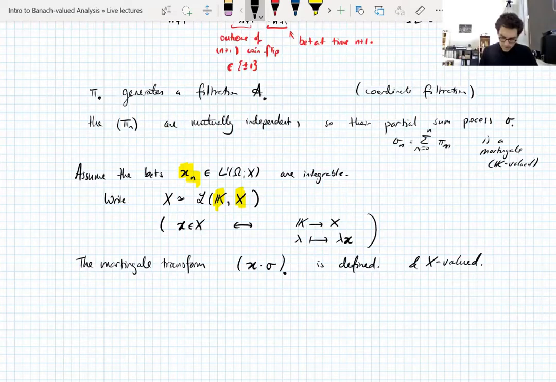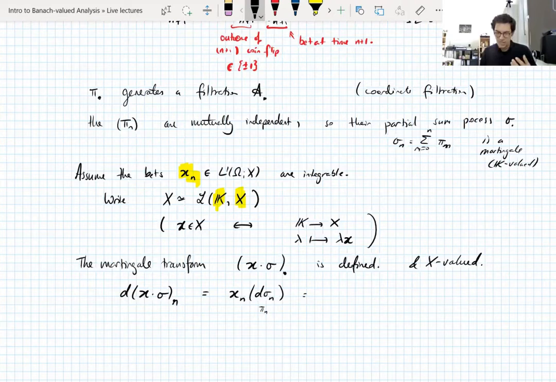Now, what is the difference sequence of this martingale transform? That's the question here. Let's identify what it is. It's x n applied to d sigma n, where x n is being considered as an operator. Let's write it like this. And d sigma n is pi n, and this is just a scalar. So the way that we're identifying vectors with operators here, this is pi n times x n, where now x n is being thought of as a vector. And this is the difference of the wallet process.